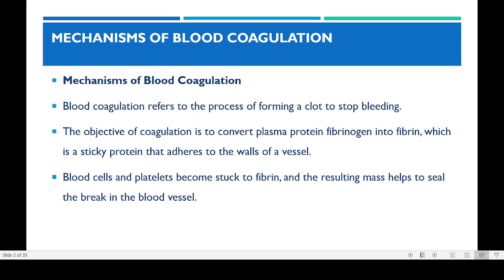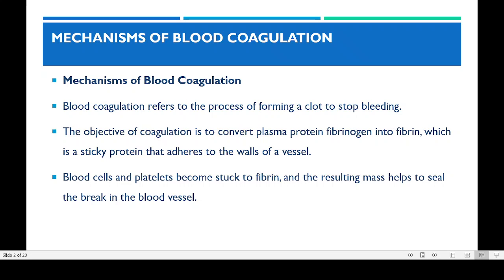Okay, so what is the basic purpose of blood clotting or blood coagulation? The first sentence very clearly explains that. The purpose of blood coagulation is to stop bleeding. When some kind of injury is happening on the surface of your skin, blood will be coming out from that injury, site of injury, or point of injury.